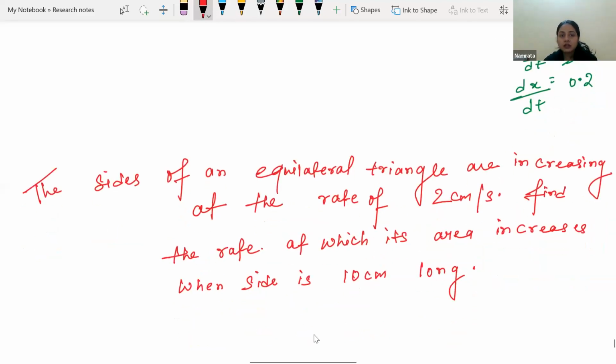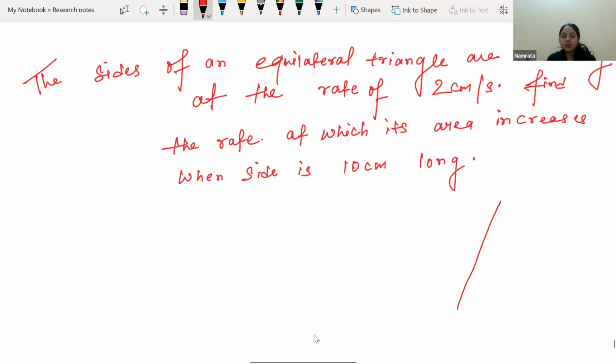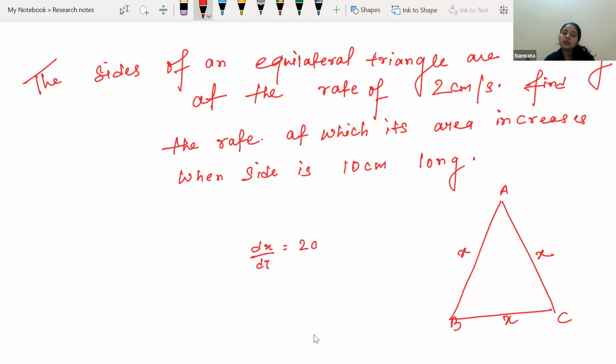Okay, here we have one equilateral triangle. All the sides are the same; that's what we know about an equilateral triangle. If this is x, this will be x, this will be x. The sides are increasing at the rate of 2 centimeter per second, so dx over dt is equal to 2 centimeter per second. Find the rate at which its area increases, so we have to find dA over dt.